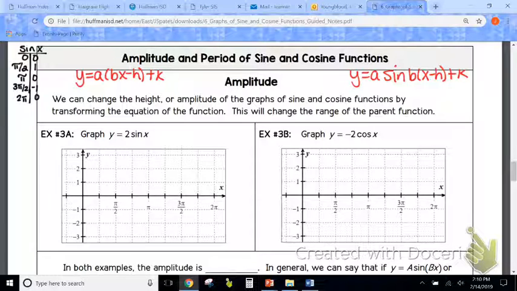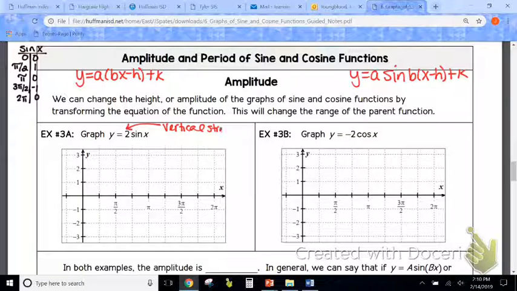Alright, so we're graphing y equals 2 sine of x. What do I expect that 2 to do to my graph? Is it going to be a horizontal or vertical? It's going to be vertical because it's not inside with the x. It's being multiplied at the beginning, so it's going to be either stretch or compression. What is it when it's a 2?